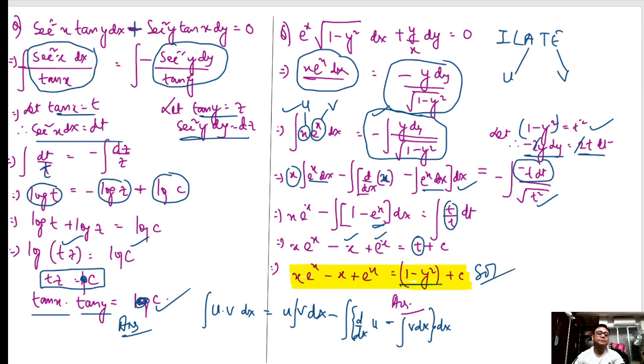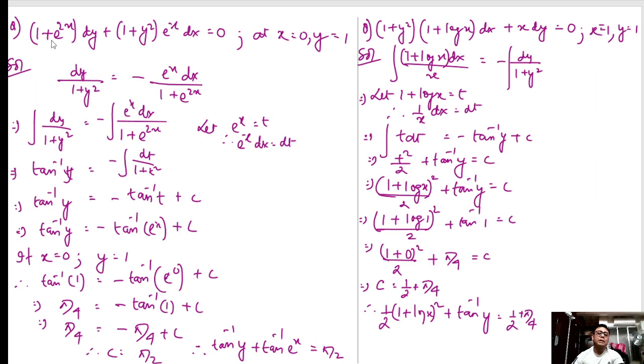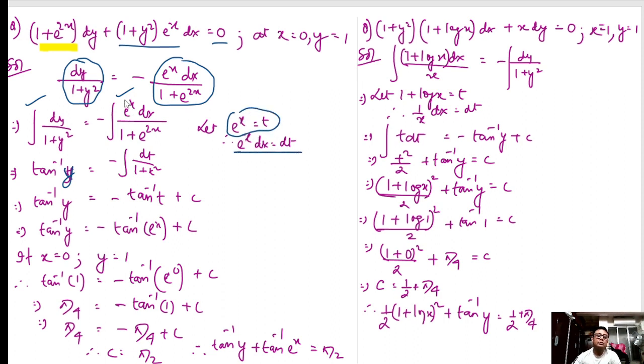So this is our next sum. 1 plus e to the power 2x dy into this is this. So now separating the y and the x and putting integration signs before them. So now this is tan inverse y. Please note, this is tan inverse y, and this is what we have to do. Let e to the power x as t. So e to the power x dx is dt. So this is our dt by 1 plus t square, which is tan inverse t plus c.